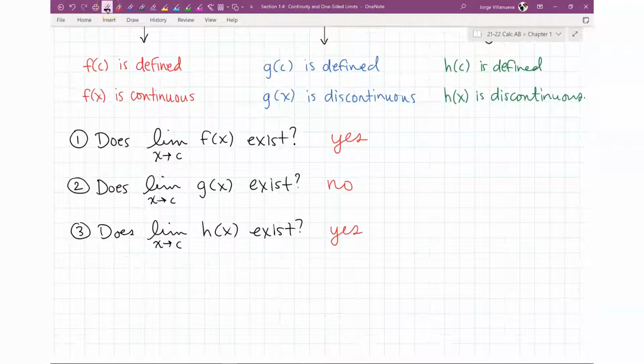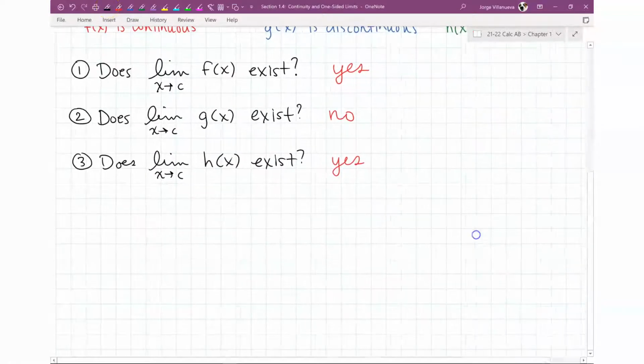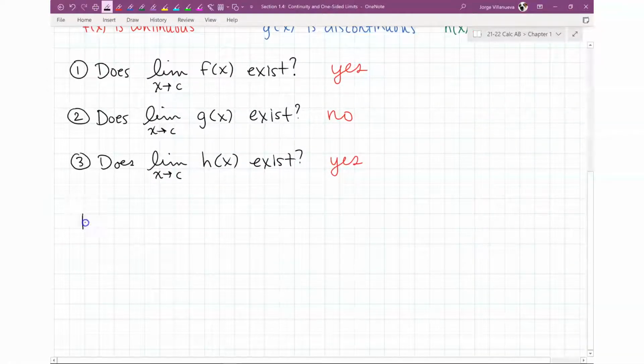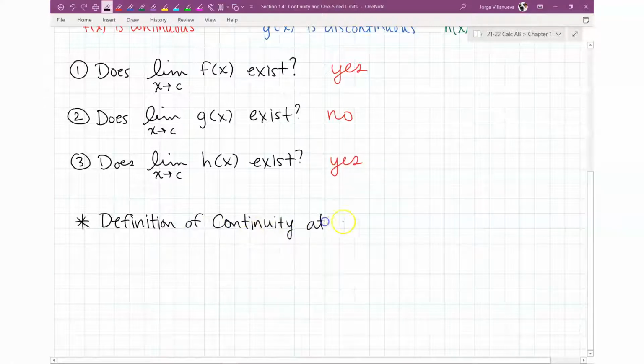I'm about to give you guys a definition that you must memorize. Okay? Maybe one day I quiz you and tell you, give me the definition of continuity, and you're going to have to write it down word for word. Okay? So please make sure you guys know this. So, definition of continuity at a point.